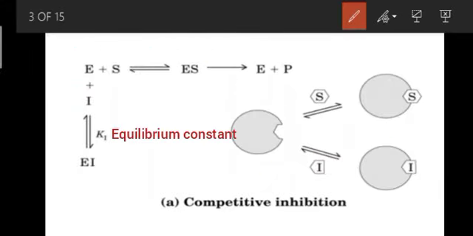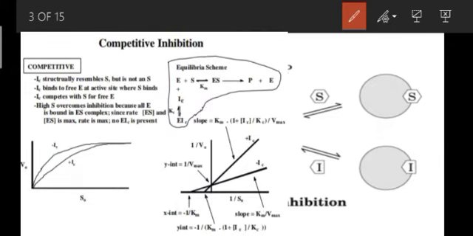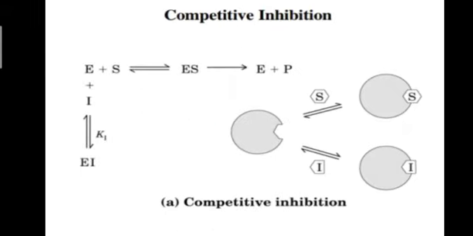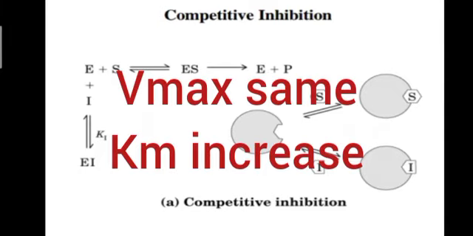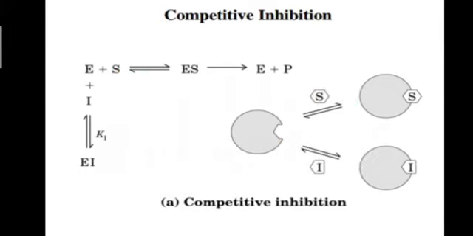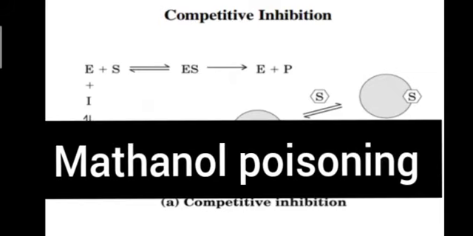And the equilibrium constant for the inhibitor binding, that is KI, which I discussed previously, can be obtained from the same plot. As I told, in competitive inhibition, Vmax stays the same and Km increases, but the inhibitor does not affect the turnover number of the enzyme.